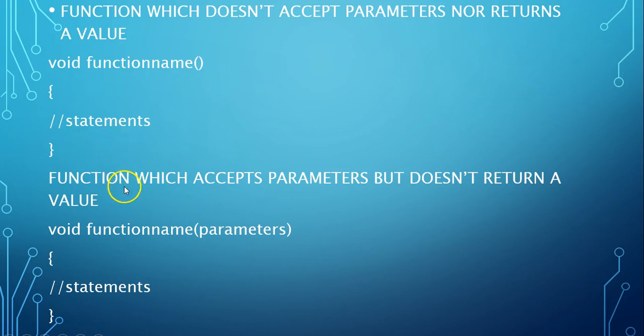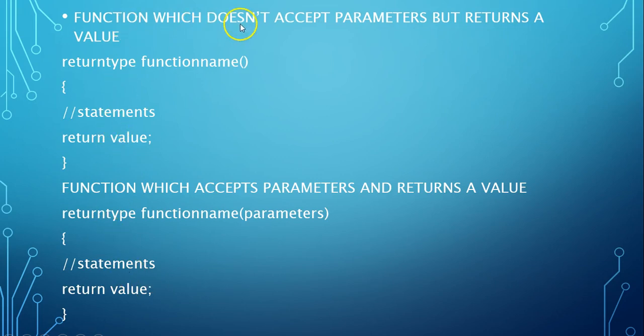Coming to the second case, where the function is accepting parameters but not returning a value. Since it is not returning any value, the return type will be void, followed by the function name. Within round brackets, we pass the parameters to the function, and in curly brackets, these are your function statements to be executed.